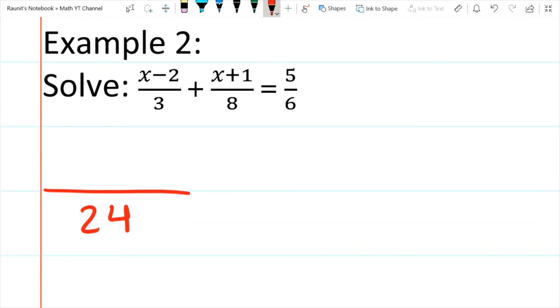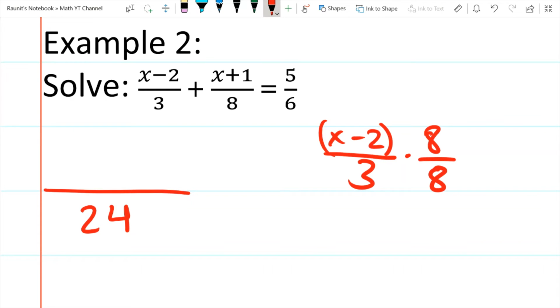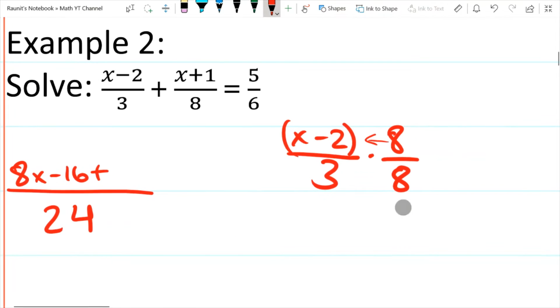Now, since we're multiplying this whole equation, basically what we're doing is x minus 2/3, and then we're timesing it by 8/8. So that would become, now we're going to use the distributive property to simplify, and we're going to get 8x minus 16 plus, and then we do the same thing here. I'll show it anyway. So we're going to have x plus 1/8 times 3/3.